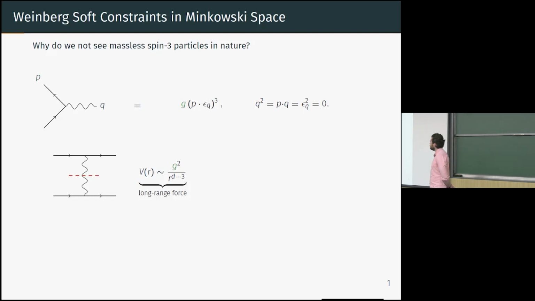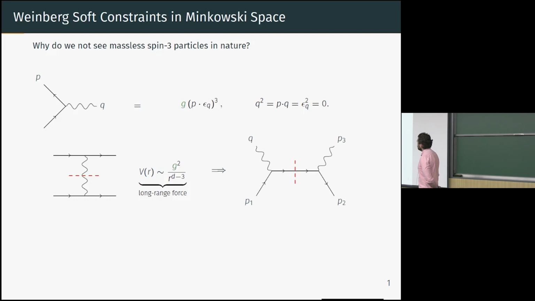And if you do this, you'll find that you get an answer that falls off like 1 over r to the d minus 3. So in d equals 4, this is 1 over r, like Coulomb's law or Newton's law. And this is what we call a long-range force. So if these things existed in nature, we might expect to see them in the LHC or in solar system tests or all over the place.